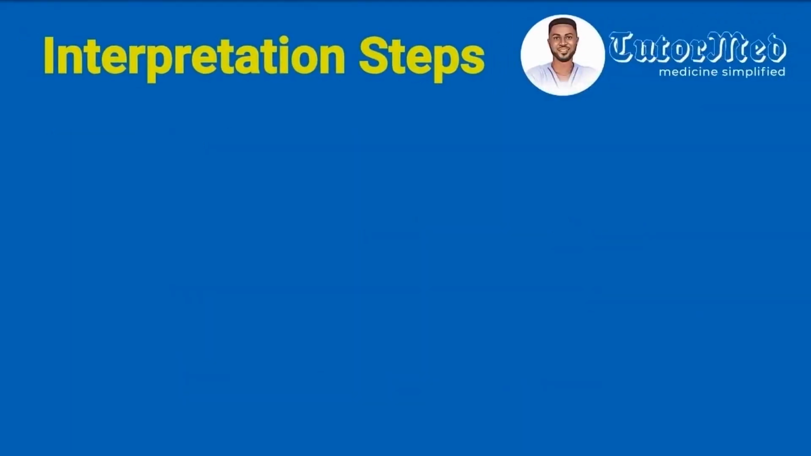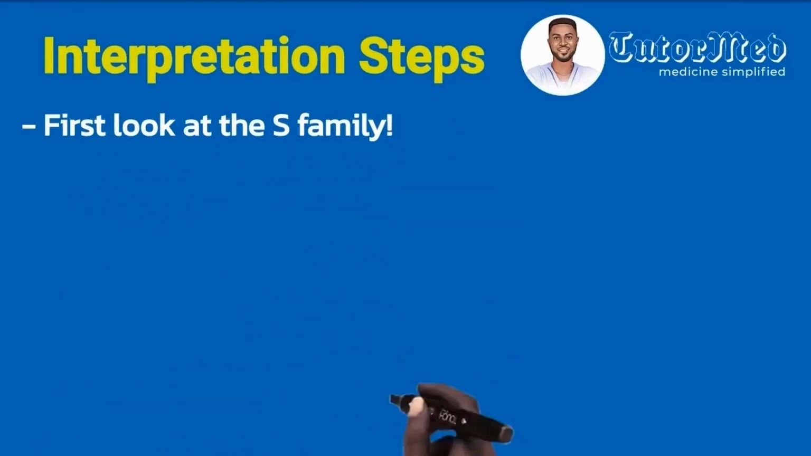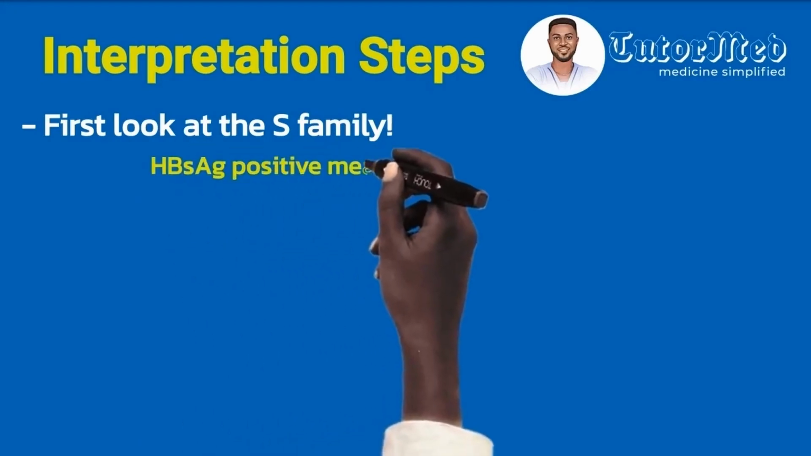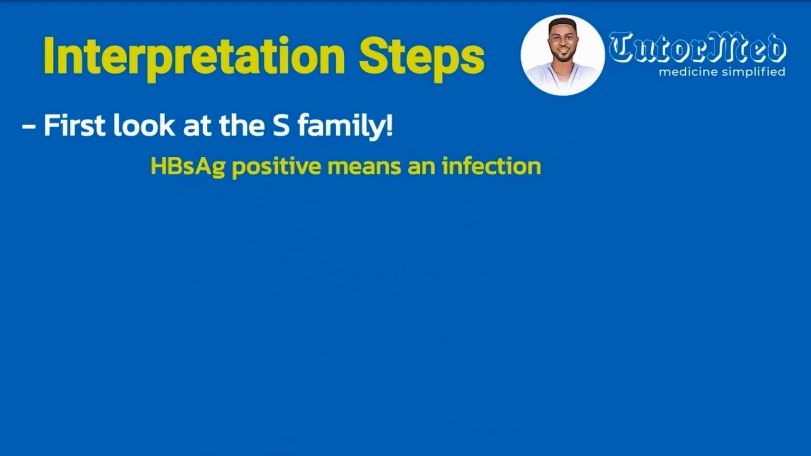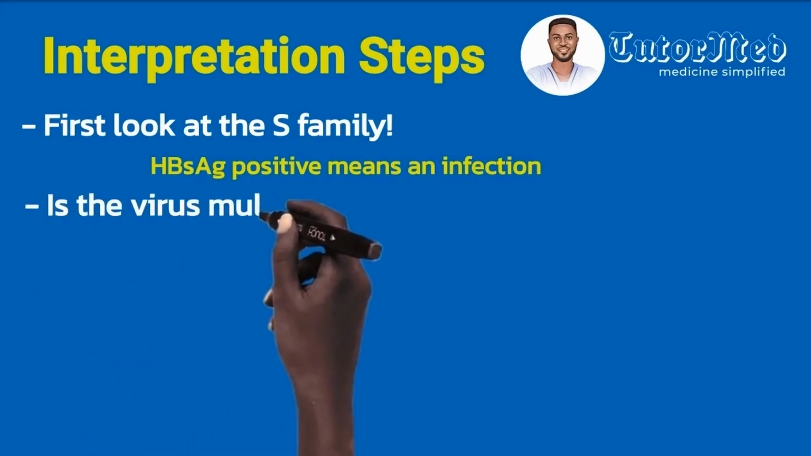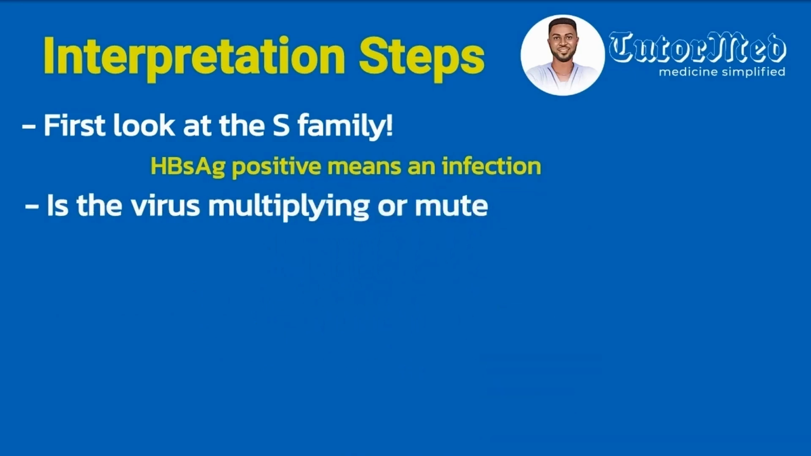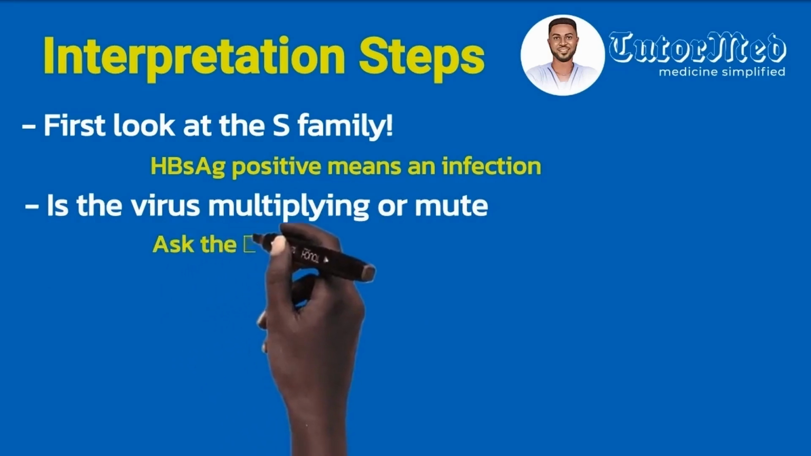Now let's look at the steps used to interpret the hepatitis B profile. First, look at the S family and ask which of them is positive. If the surface antigen is positive, then there is an infection. The next question is, if there is an infection, is the virus multiplying or is the virus mute? To answer this, you ask the E family.